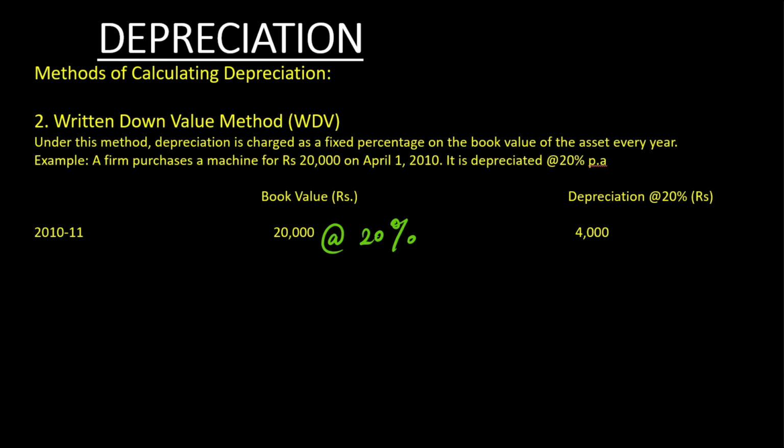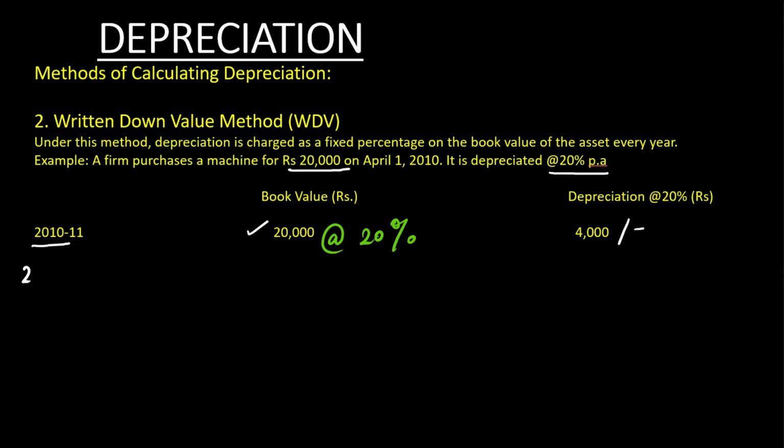Let's take an example of the written down value method. It says a firm purchases a machinery for rupees 20,000 on 1st April 2010 and it is depreciated at 20%. At the end of the first year, we calculate 20% of 20,000. So 20% of 20,000 is 4,000 rupees. So for the first year, ending 31st March 2011, the amount to be charged is 4,000.